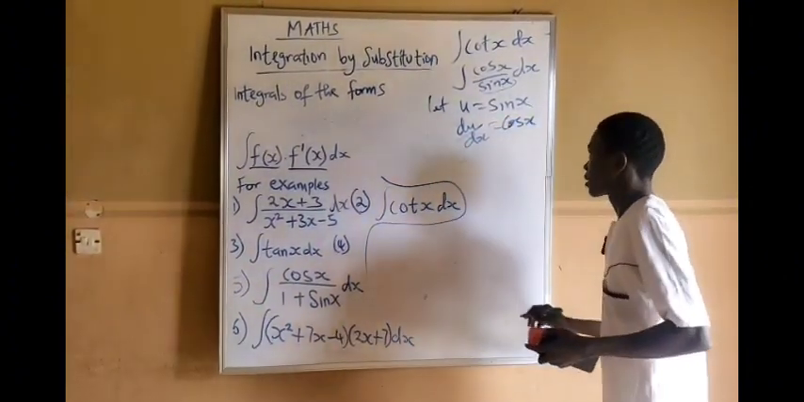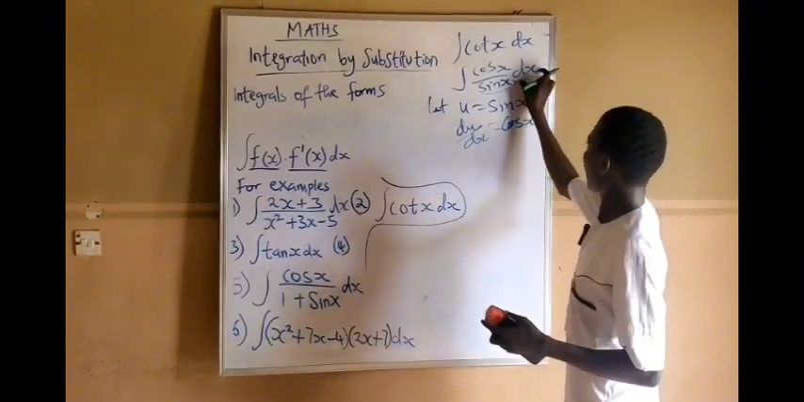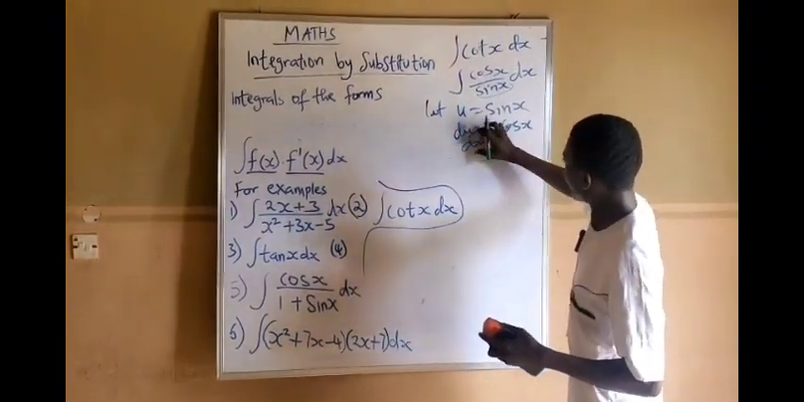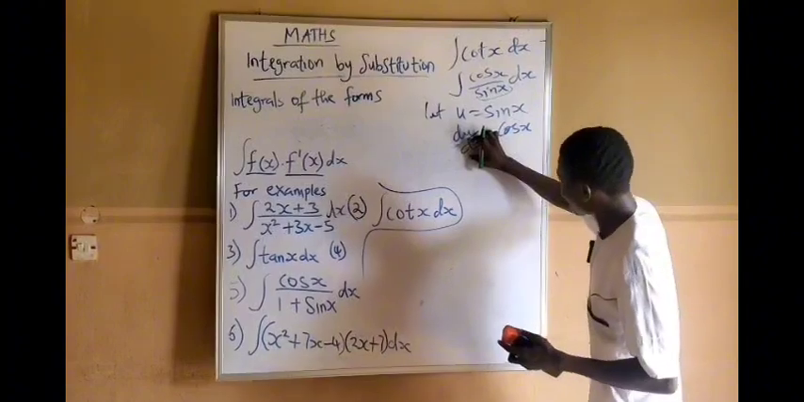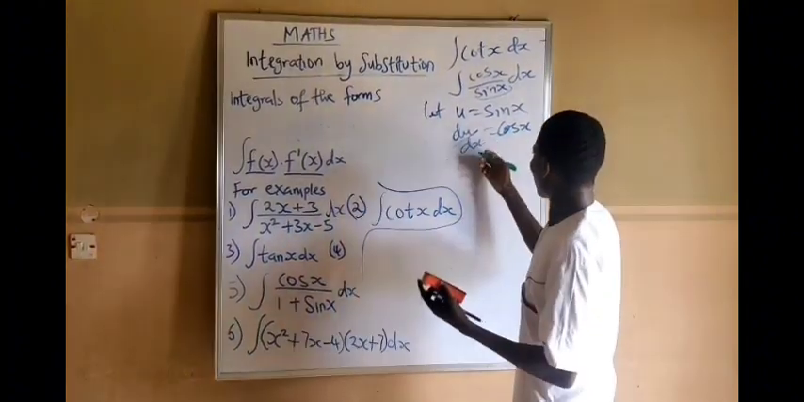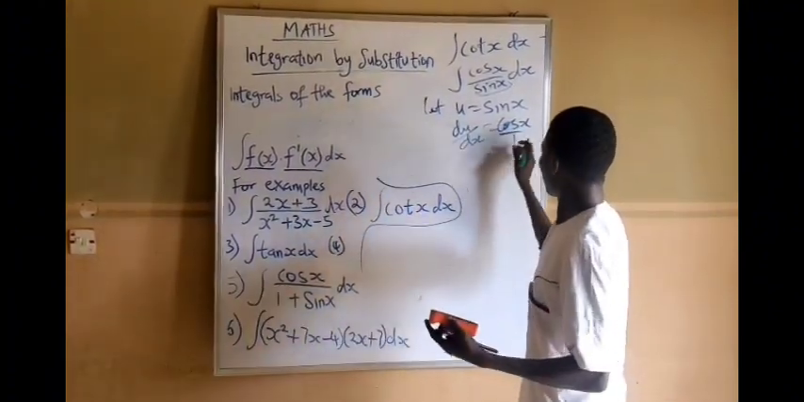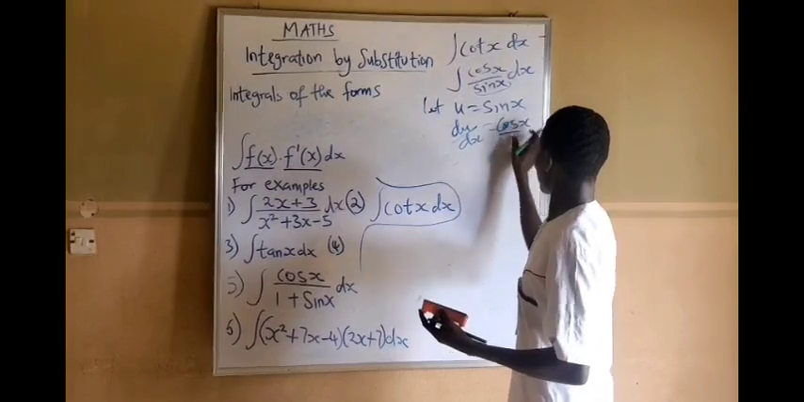Cos x. Okay. Now this is dx. I want to make the dx here subject to the formula. So what I'm going to do is that I will cross multiply. If I cross multiply, this will multiply this, and this will multiply this.